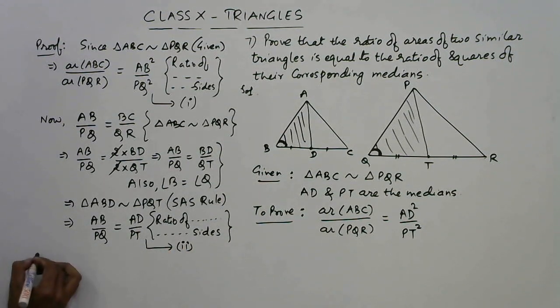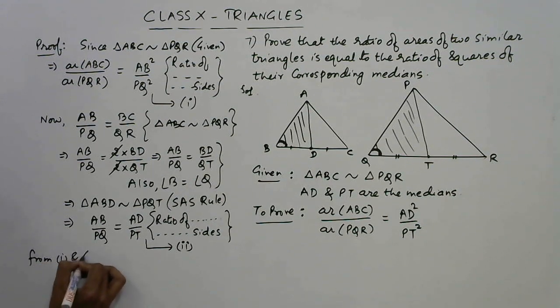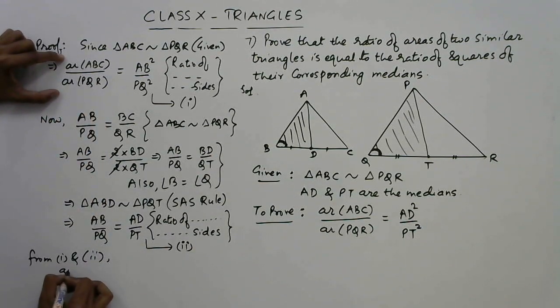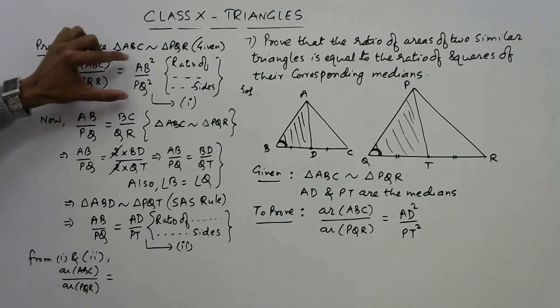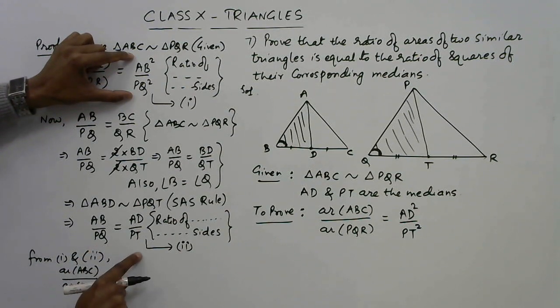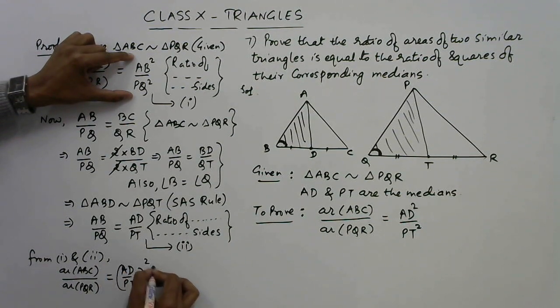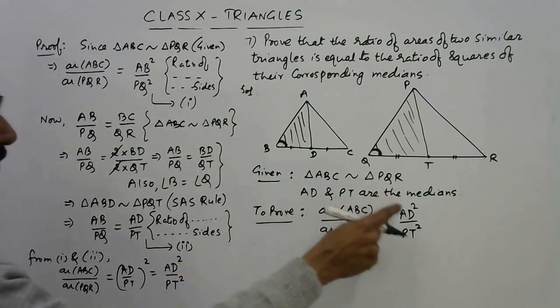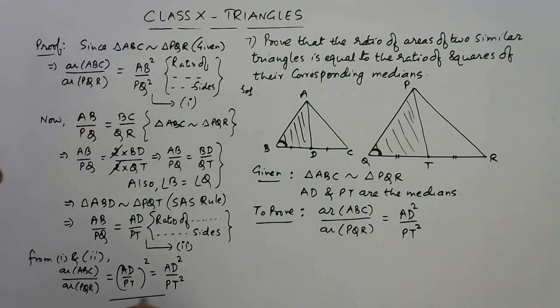Now from 1 and 2, I'll write it here for you. Now first equation was this, so I am writing it again. See, area of ABC upon area of PQR will be equal to AB square upon PQ square, but AB upon PQ has been proved equal to AD upon PT. So AD upon PT whole square, or you can say AD square upon PT square. And see, this is what was the result which was to be proved.